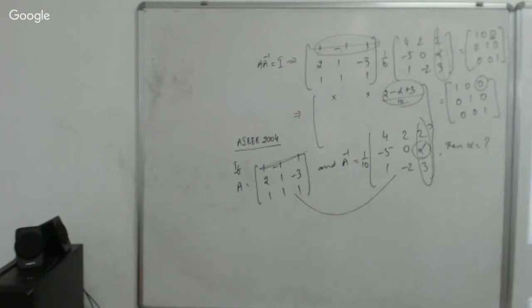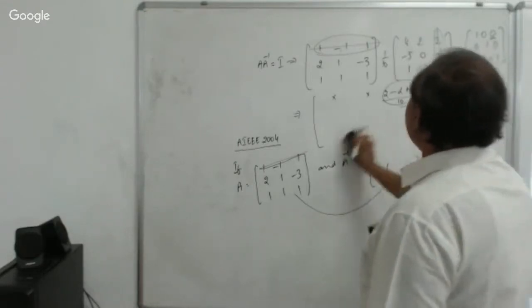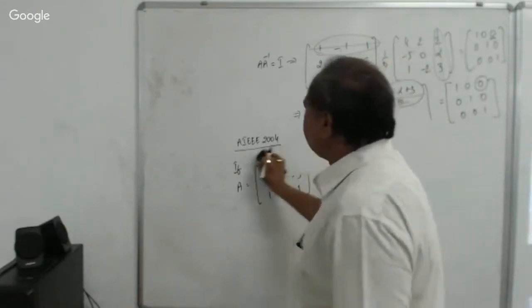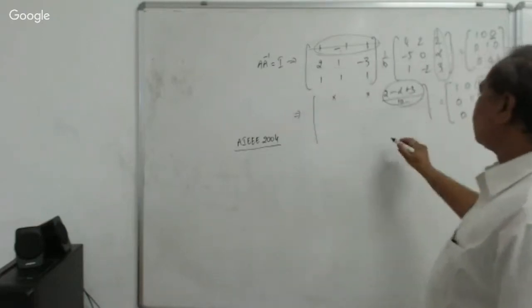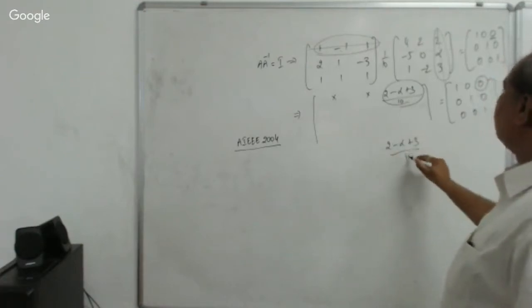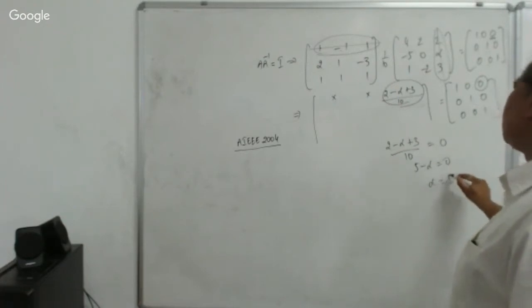Tell me the alpha value. Alpha value is it 5? Yes, answer is 5. Very good, Ragini, Navas. Is it 5? Yes, it is 5. Answer is 5 only. It is actually a 2004 question. Now 2 minus alpha plus 3 by 10 equal to 0. That is 5 minus alpha equal to 0, alpha equal to 5.